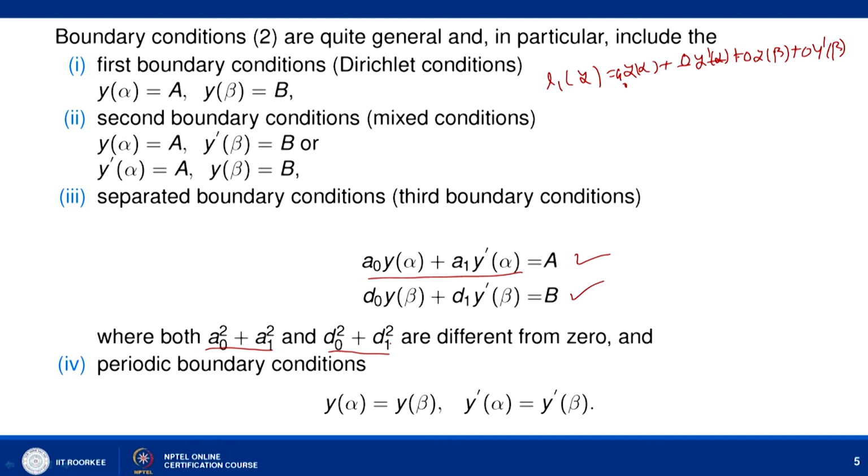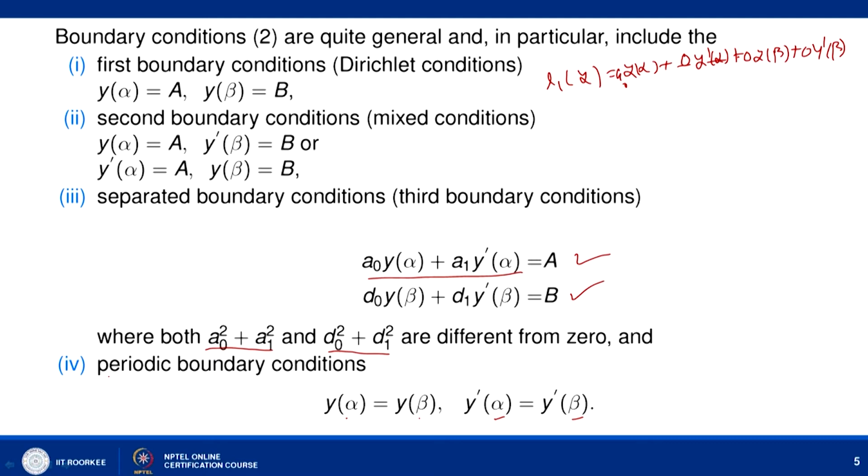So, it means that the initial point is the same as the final point. It means that the value of y given at alpha is the same as given at beta. So, y alpha is equal to y beta, and similarly the derivative: the value of the derivative at alpha is the same as the value given at the point x equal to beta. So, here y alpha equal to y beta and y dash alpha equal to y dash beta, these kinds of conditions are known as periodic boundary conditions.